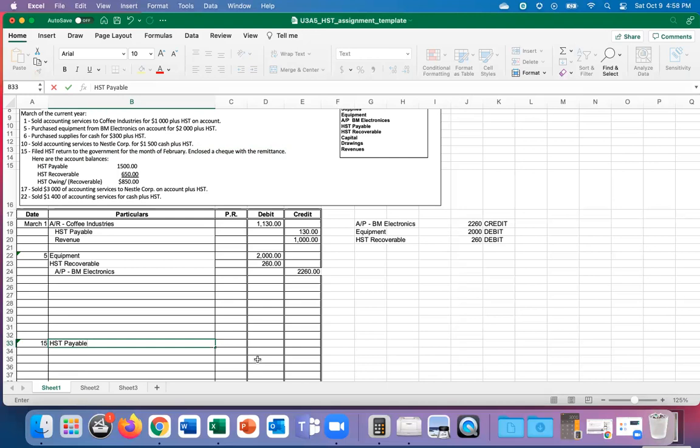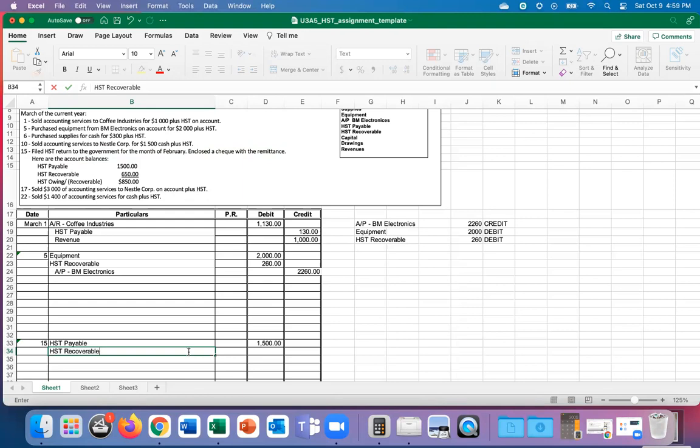Since it's a liability account, when you decrease a liability account, that is a debit. So you're going to put your $1,500 amount there. All right, good. And so the next one is our HST recoverable. That's the next account that is affected by this transaction. And so the HST recoverable, as we said, is a contra liability account, meaning it does exactly the opposite when you're thinking about the debits and credits of a normal liability account.